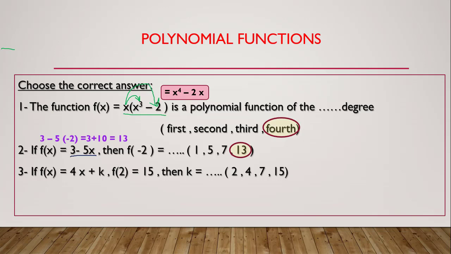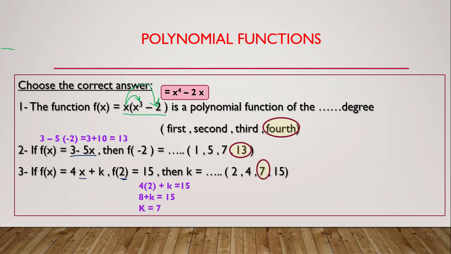Question number 3. If f of x equals 4x plus k, and I know that f of 2 equals 15, I want k. How can I solve this? I'll substitute here f of 2, so I'll put 2 instead of x, and I know that f of x will be 15 if I put 2. It means 4 times 2 plus k equals 15. This is an equation. 4 times 2 is 8. 8 plus k equals 15, so k will be 7.